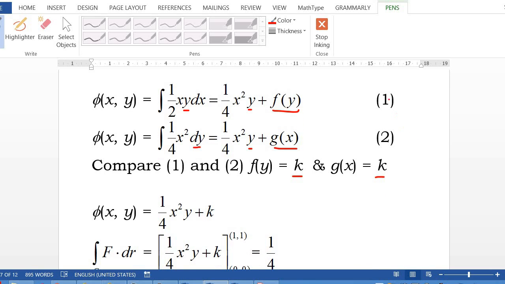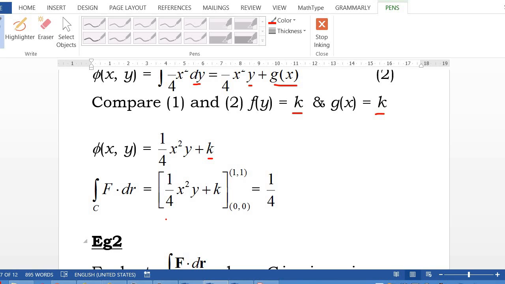Notice that you don't add up 1 and 2. If you add up 1 and 2, you add this term and it becomes 1/2 x squared y. But actually, you always take the new term. Meaning if you already taken 1/4 x squared y from equation 1, this one you don't take it anymore, and then it is plus constant k.